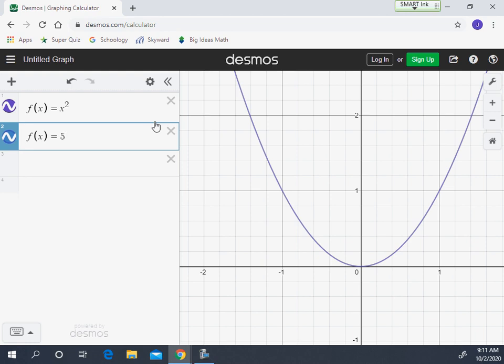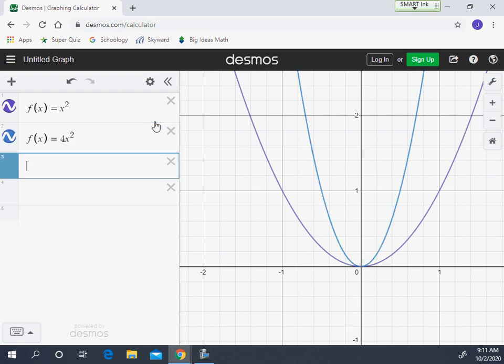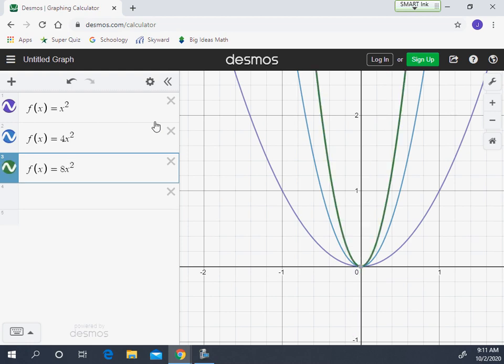Okay, let's see what happens when we type in a bigger number in front of x. Let's say 4x squared. And notice how it gets a little skinnier. All right, I want you to think about this. What happens if I put 8x squared in there? What'll happen? I want you to think about that on your own. And it's even skinnier than 4x squared.